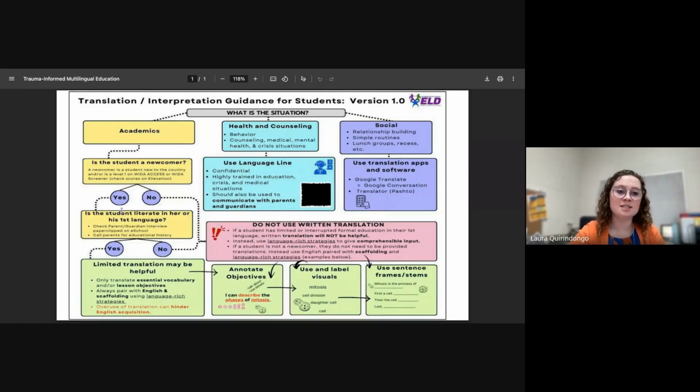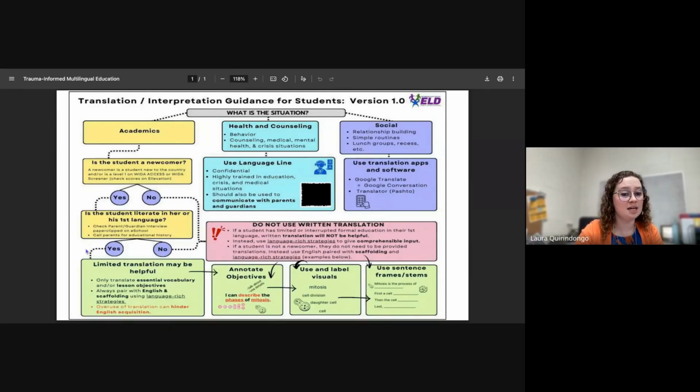If the answer is yes, they are a newcomer, or they're a level 1, then the next question you need to ask is, is the student literate in his or her first language? Are they able to read and write in that language? If the answer is no, then providing translation for that student of textbooks or worksheets or any other page is not going to be helpful because they can't read it. So we should not be using written translation for that student.